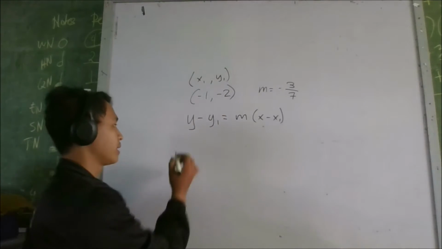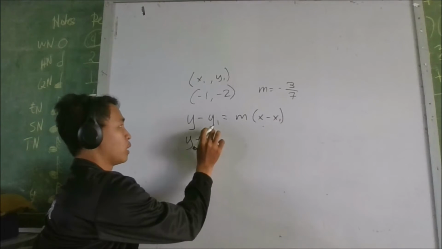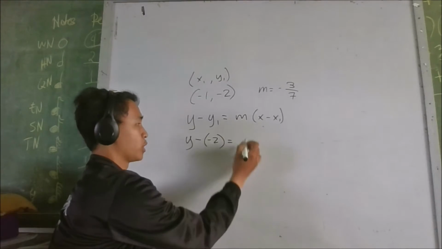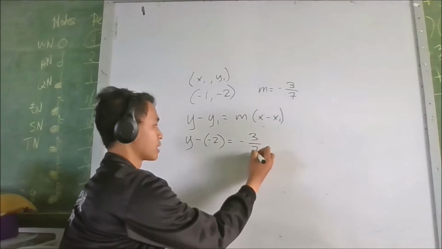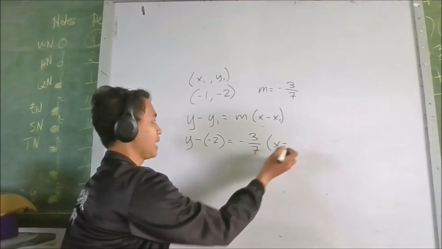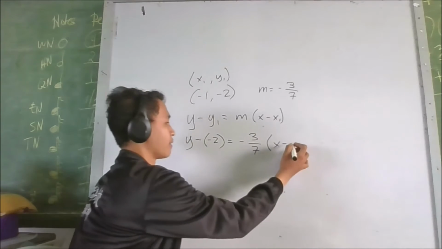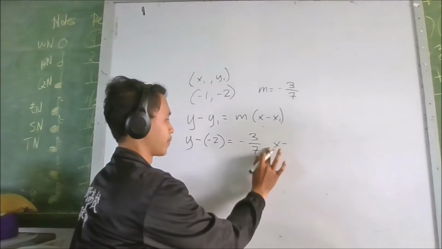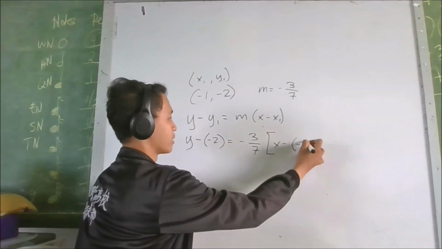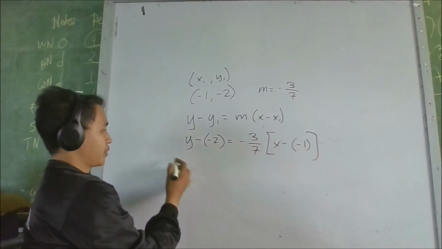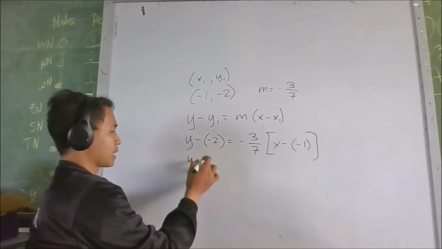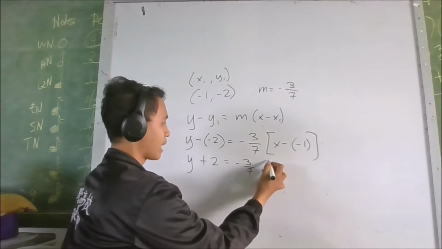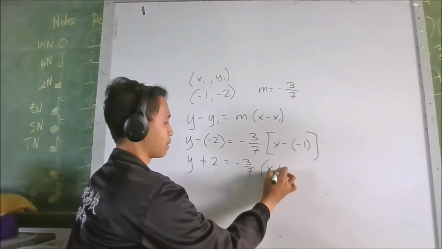Substitute all of the given. So that is y minus yung y sub 1 na negative 2. So that would be negative 2. Okay? That is equal to the slope, which is negative 3 over 7 times x minus x sub 1, which is negative 1. So that would be x minus negative 1. Okay? So this will be y. Negative times negative is positive 2 equals negative 3 over 7 times x. Negative times negative is positive 1.